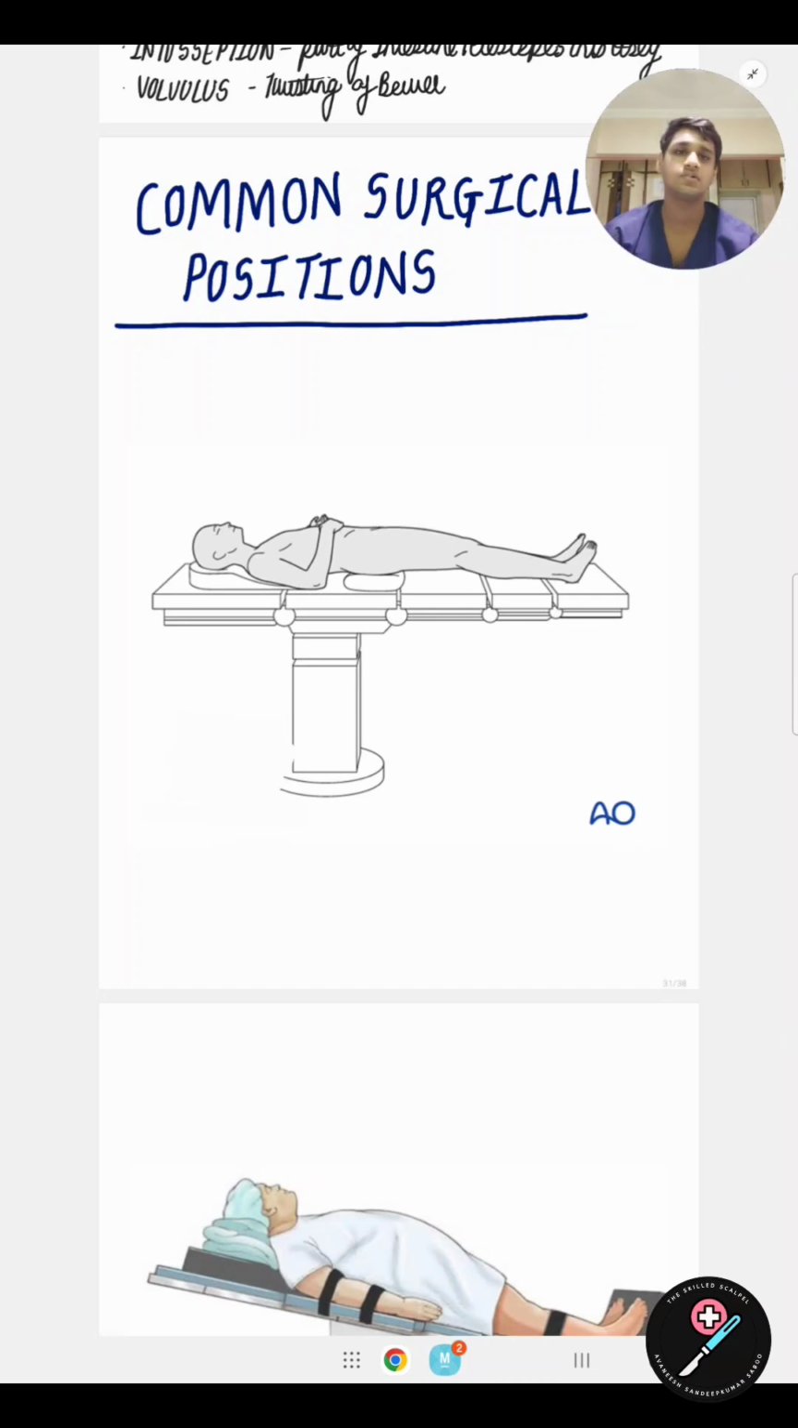Hello everyone, today I am going to talk about the common surgical positions. As you can see, the first position here is the supine position. It is the most common position used.